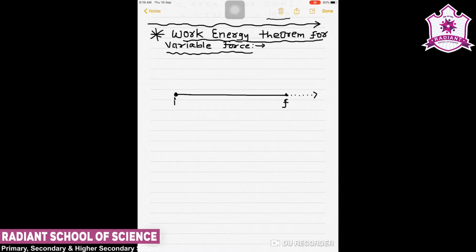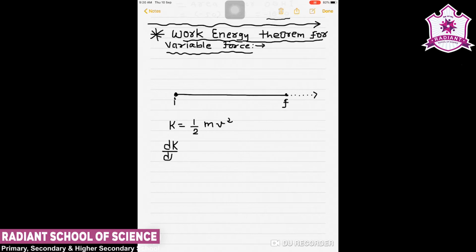So we can apply a very well known equation that the kinetic energy of an object is given by 1/2 mv square, if we consider that the particle has a mass small m. Now to prove the work energy theorem for a variable force, we take a time differentiation, that is the time rate of change of kinetic energy.